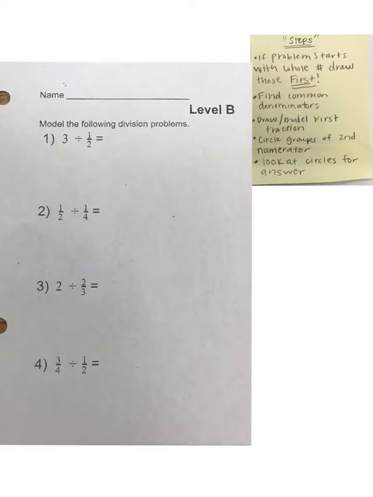So I put on my steps, if the problem starts with a whole number, you're going to draw those first. So if you look at number 1, it starts with a whole number 3. So we are going to draw 3 whole boxes to model 3 wholes. Okay, so once you draw your 3 wholes, the next step is we are going to find common denominators. So right now 3 does not have a denominator, so we're going to put 3 over 1.